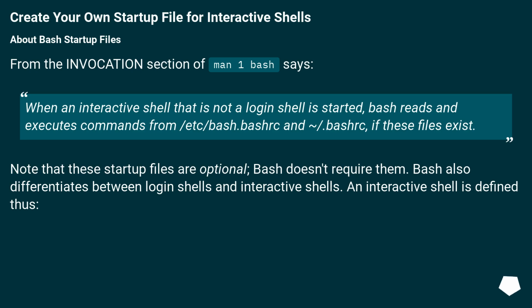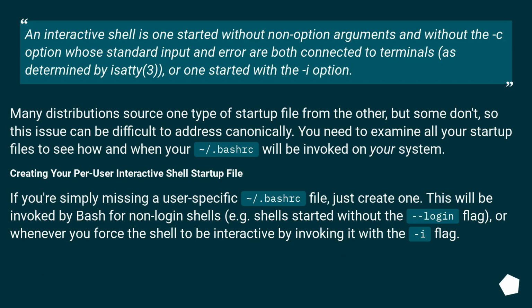Bash also differentiates between login shells and interactive shells. An interactive shell is defined thus: an interactive shell is one started without non-option arguments and without the -c option, whose standard input and error are both connected to terminals, as determined by isatty(3), or one started with the -i option. Many distributions source one type of startup file from the other, but some don't, so this issue can be difficult to address canonically. You need to examine all your startup files to see how and when your ~/.bashrc will be invoked on your system.